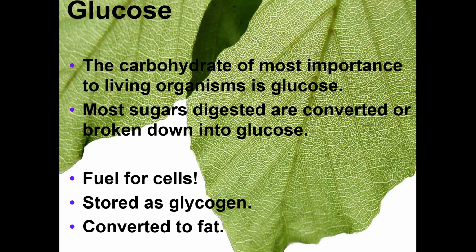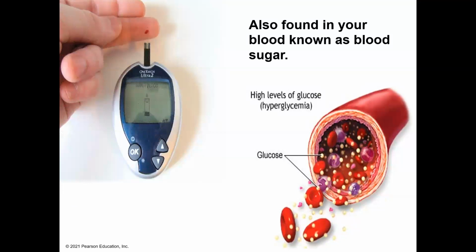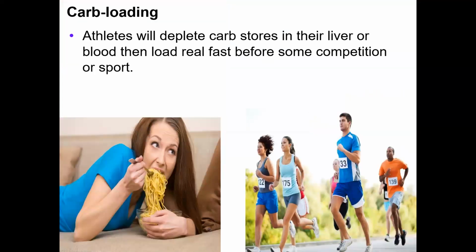Glucose is the carbohydrate of most importance to living organisms. Most sugars are digested and converted or broken down into glucose. Glucose is what we use for our cells, it's the fuel for our cells. And so when we have too much glucose, we store it as glycogen in our liver. And if we have too much glycogen, we convert it to fat. Glucose is also the sugar that's responsible for your blood sugar. And so it's important, for some individuals, we're not able to process sugar. Either you have too much sugar or too little. And so it's important that we keep track of that.